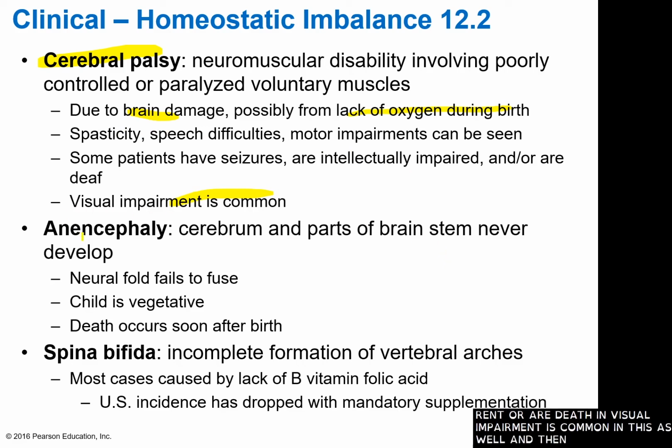And then anencephaly is when the cerebrum and parts of the brainstem never develop. So imagine if you never develop the brainstem, where all these important regulatory functions are taking place. So the neural tube fails to fuse, and unfortunately the child is vegetative, and death occurs soon after birth. And the last one I wanted to mention is spina bifida, where you get an incomplete formation of the vertebral arches. So it doesn't fold properly, and the spinal cord could actually pop out a little bit. So most cases are caused by a lack of B vitamin folic acid. So B vitamin is really important during development, and U.S. incidence has dropped with mandatory supplementation.